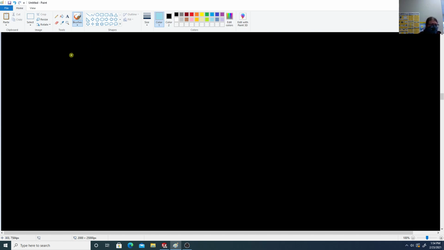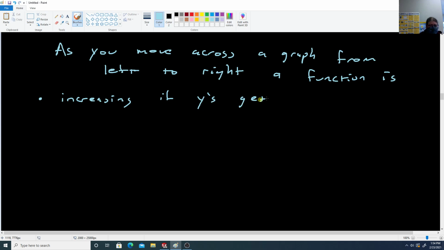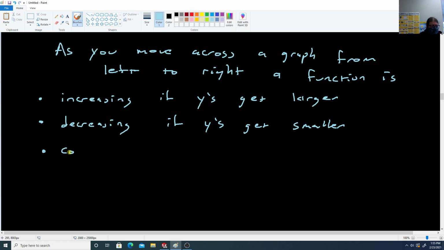So the last thing in here we're going to talk about is increasing, decreasing, and constant functions. So we're going to say as you move across the graph from left to right, a function is increasing if the y values get larger. A function is decreasing if the y values get smaller. And a function is constant if the y's stay the same.